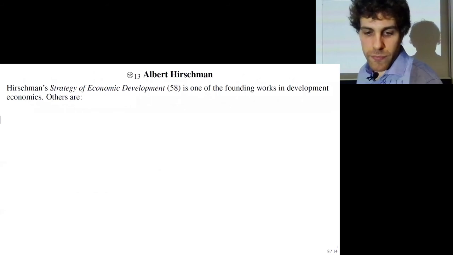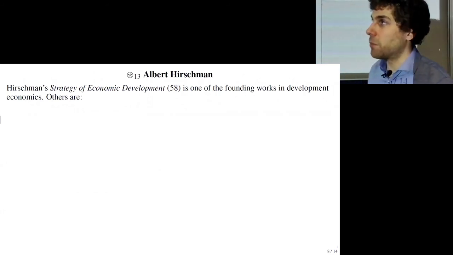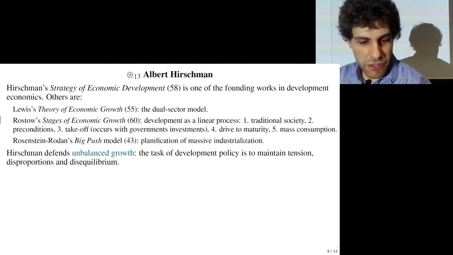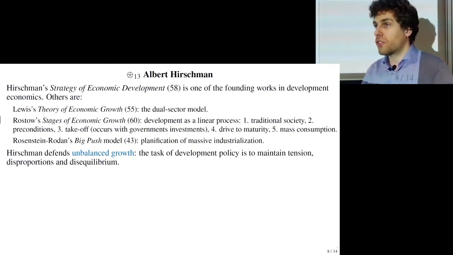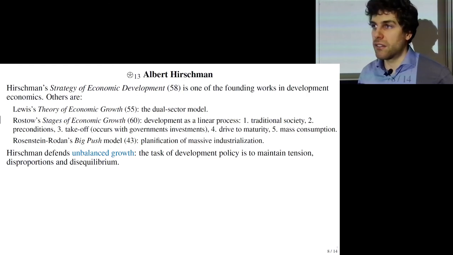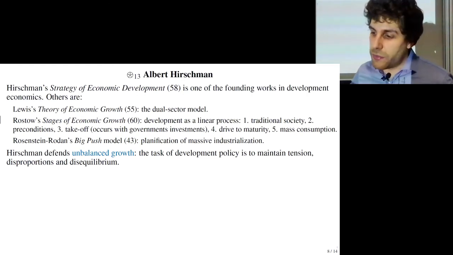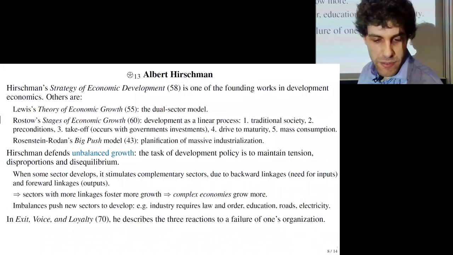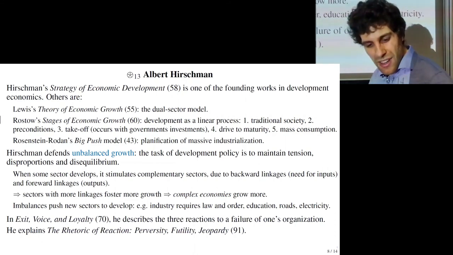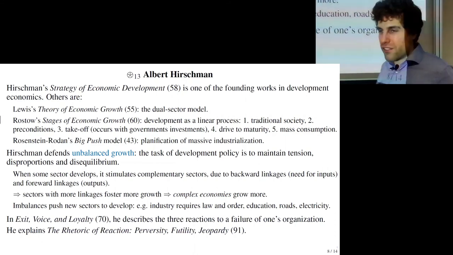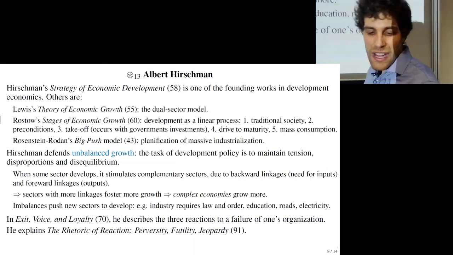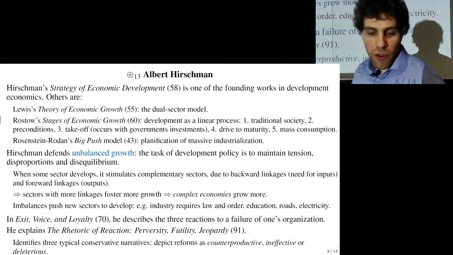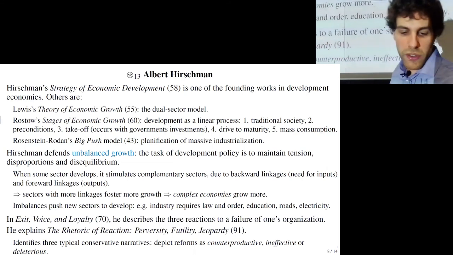Okay, let me go very briefly over the next two or three slides because I want to talk about RCTs and I'm lacking time. So there are big theories of development in the 50s and 60s to which Hirschman contributed with a theory of unbalanced growth: you should let some sectors take the lead and this will push the other sectors to develop rapidly. Hirschman is also known for other works: Exit, Voice, and Loyalty, which are the three reactions that one can have to failures in one's organization, and he analyzed the rhetoric of reaction, of conservatism, and said that conservative arguments always follow the same structure.